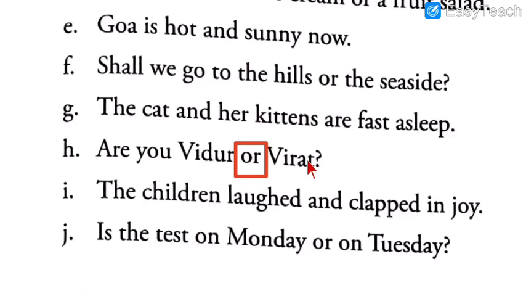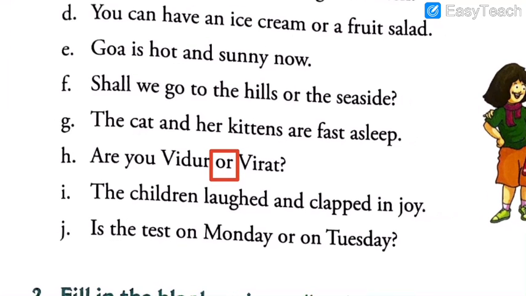Are you Vidur or Virat? Here the options are there. You will have to select any one name for you. You cannot have both the names, Vidur or Virat. Here the options are given. Are you this or are you that? Who exactly are you? You cannot be two persons, right? You might be having two names, but you cannot be two persons at the same time. So Vidur and Virat, if we write, then it is combined. Vidur or Virat, if we write, then it is an option.